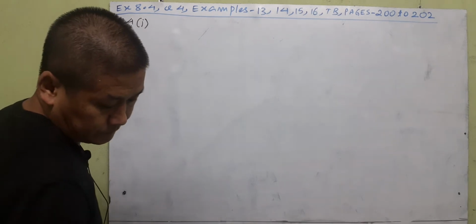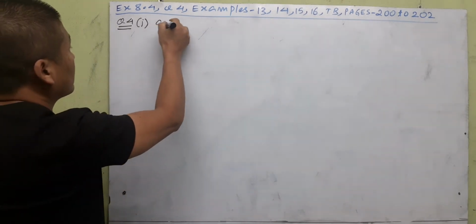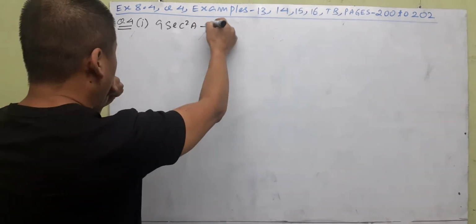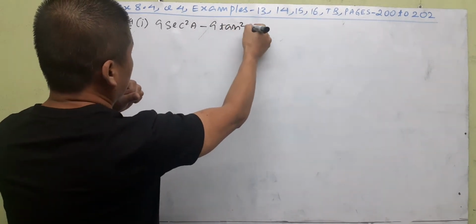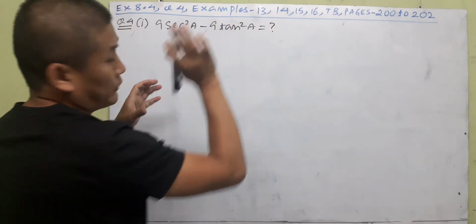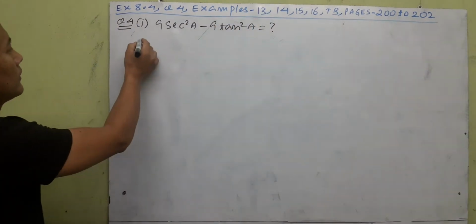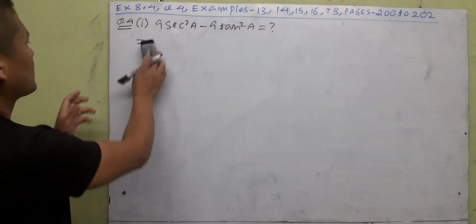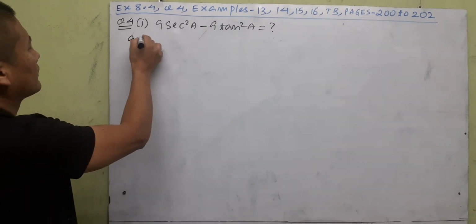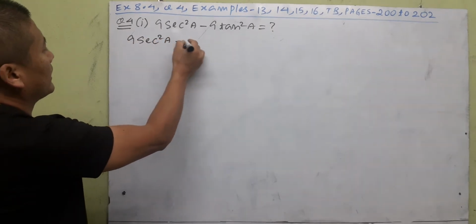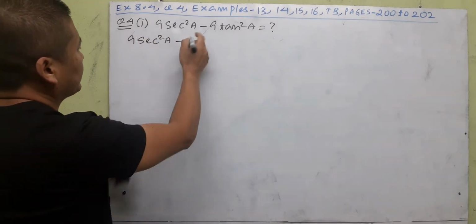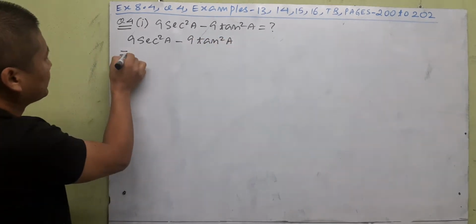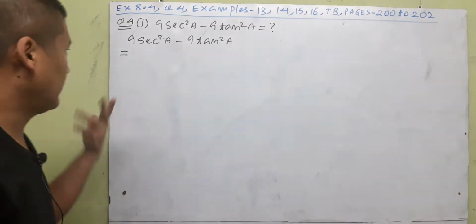There it says 9 sec square a minus 9 tan square a equal to what? We have to find this. So that will be equal to here. Or you can just write here once more: 9 sec square a minus 9 tan square a. We can rewrite it in this form.